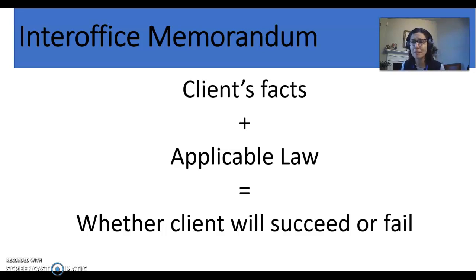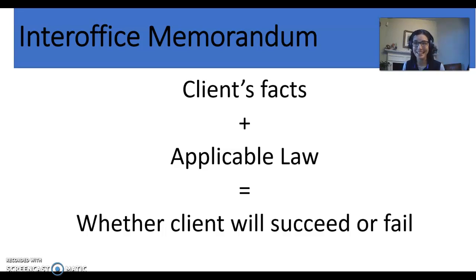If the client is claiming that they were fired for employment discrimination, I want you to think about what kind of details we would want to know just right off the bat about that client scenario. Or if we were defending an employer being sued, what would we want to know? Factually, like what kind of events would we want to know about? So that's piece number one, the client's facts.